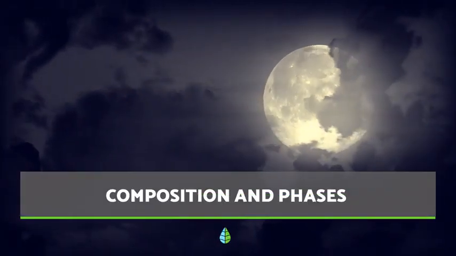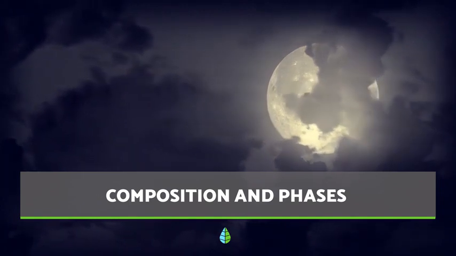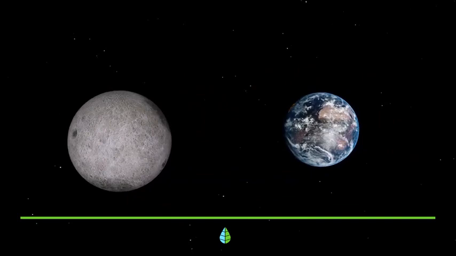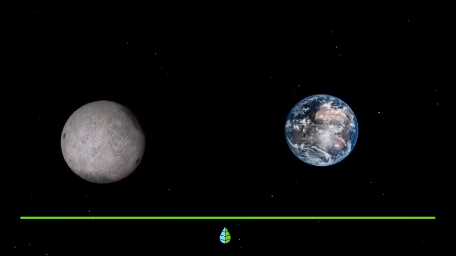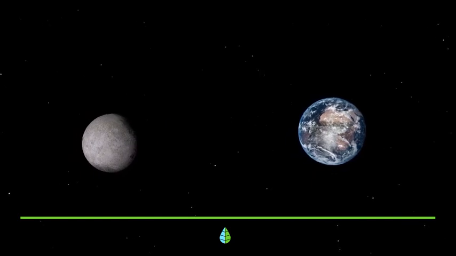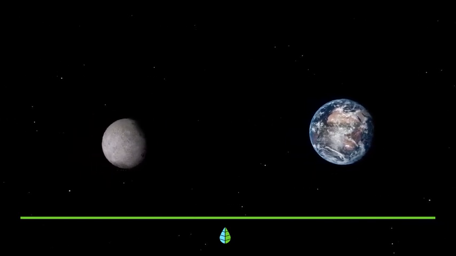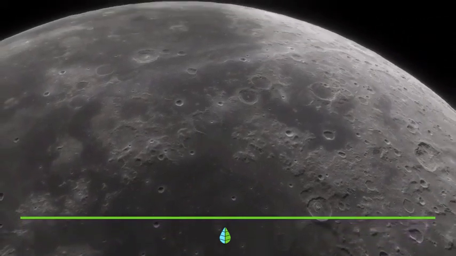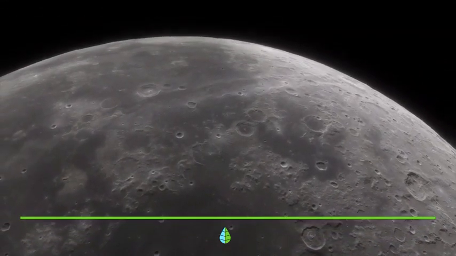The moon: what it is, composition, and phases. The moon is the natural satellite of our planet and is the fifth largest satellite in the solar system thanks to its radius of 3,474 kilometers. The moon is composed mainly of oxygen, silicon, magnesium, iron, calcium, aluminum, chromium, titanium, and manganese.